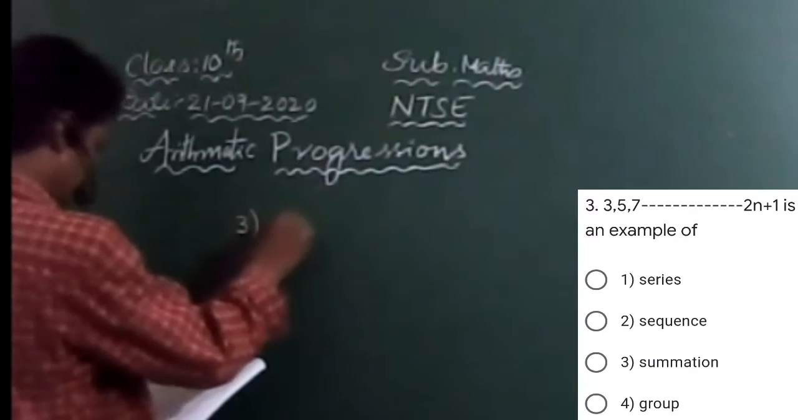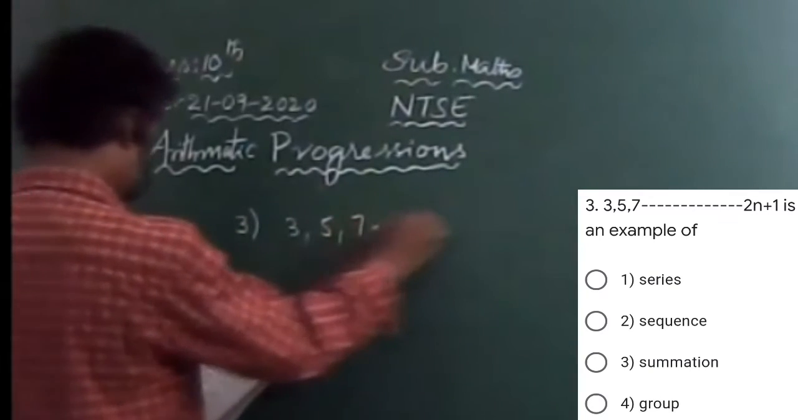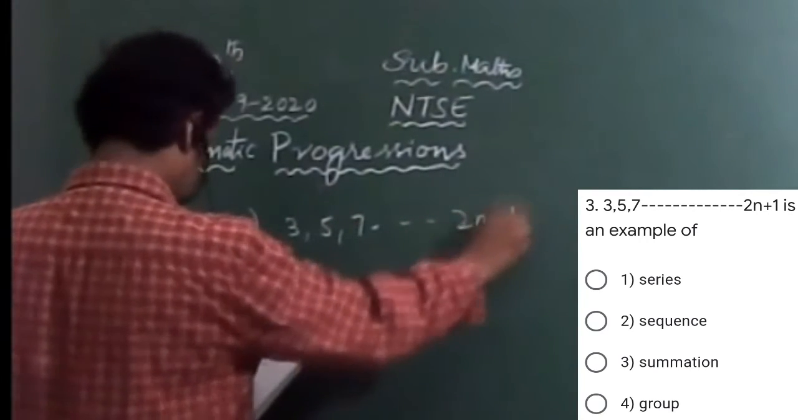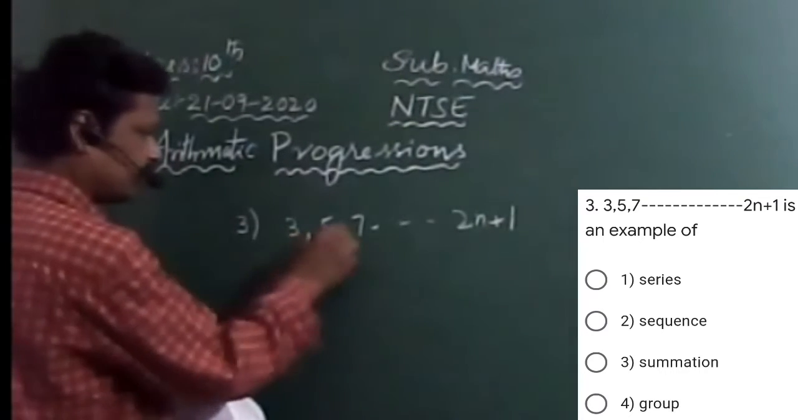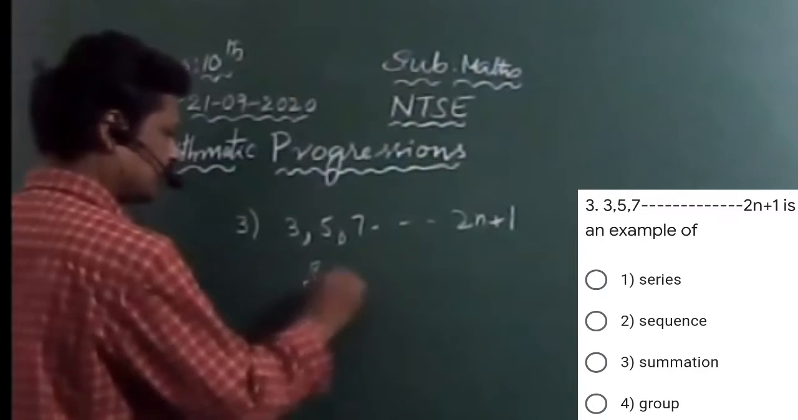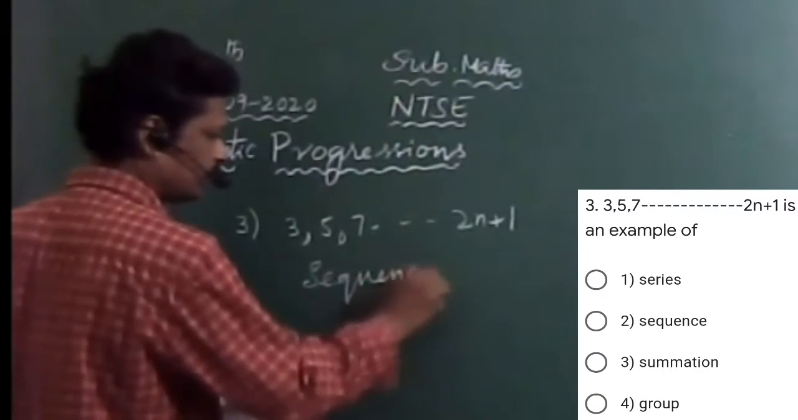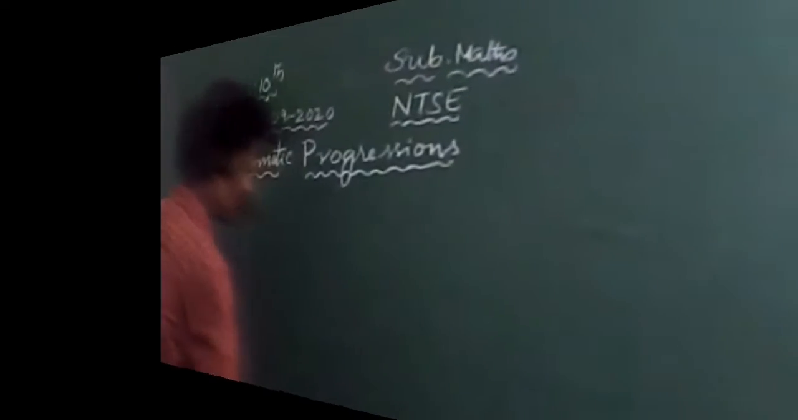Third one. 3, 5, 7, and so on, 2n plus 1 is an example of. See here, separated by commas, then it is called a sequence. If they are added, it is called a series. Fourth question.